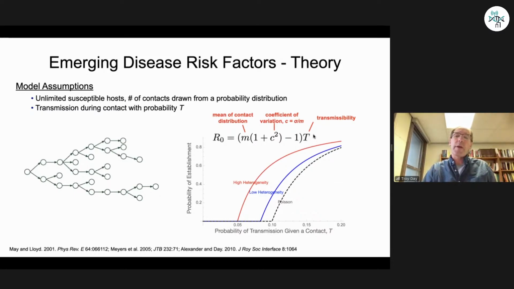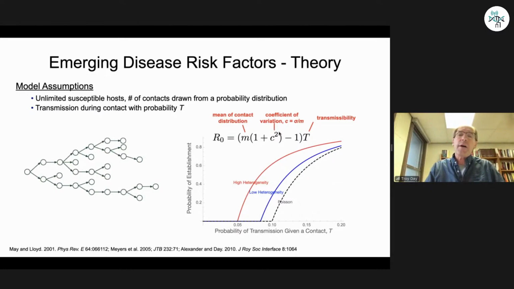And so when we're thinking about evolutionary relationships among hosts, if you acquire a pathogen from a closely related reservoir species, maybe this T is going to be larger than it would be if you acquired a pathogen from a more distantly related species, because it's already to some extent adapted to the new host species. Another important parameter is the average number of contacts. Not surprisingly, as that goes up, the probability of establishment goes up as well, because there's more opportunities for transmission.